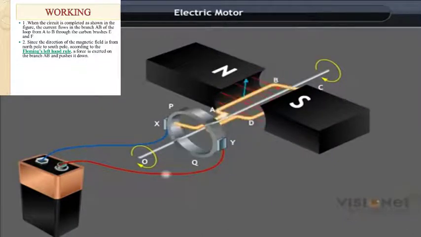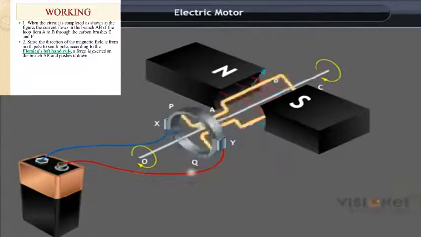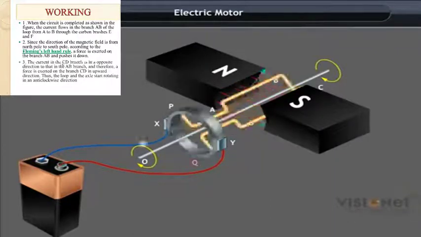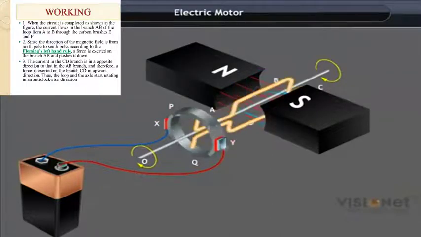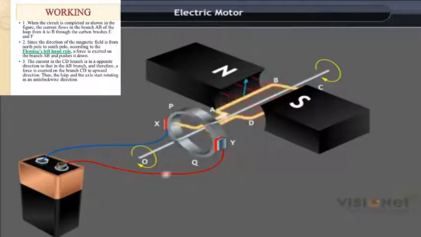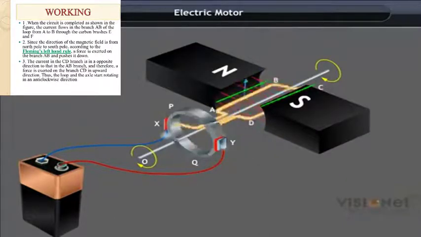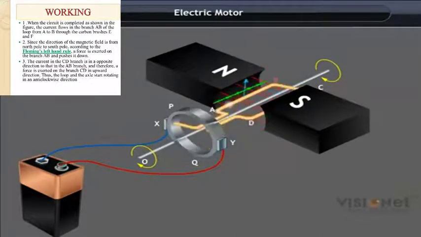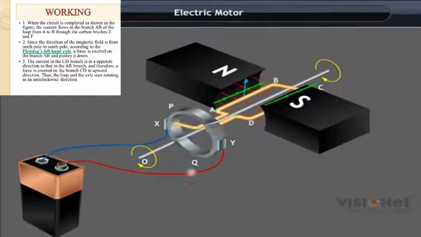Here Fleming's left hand rule is applicable for the working of electric motor, and a force is exerted on the branch AB and pushes it down. Then the current in the CD branch is in the opposite direction, and therefore the force exerted on branch CD is in upward direction. That's why the loop and the axle start rotating in anti-clockwise direction. The video of how the electric motor works can be shown at the adjacent site, so you can observe that.